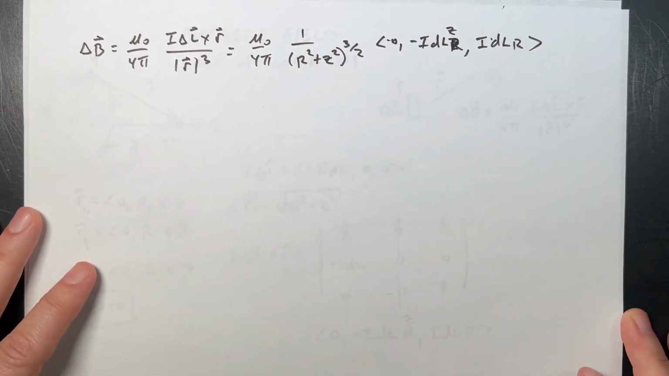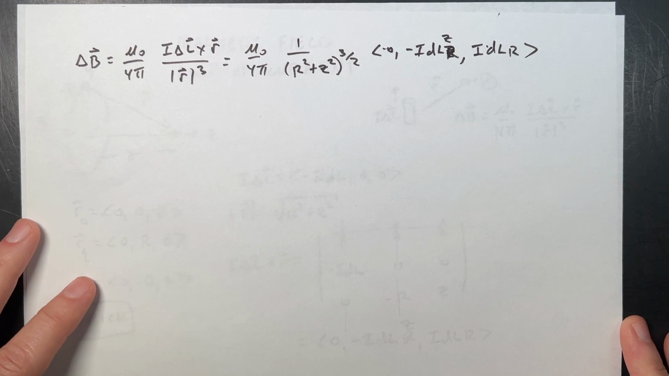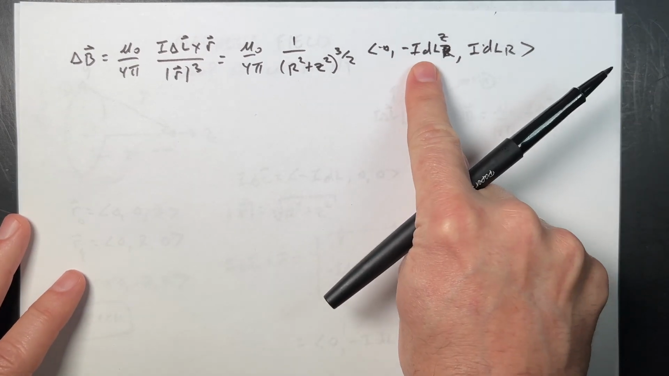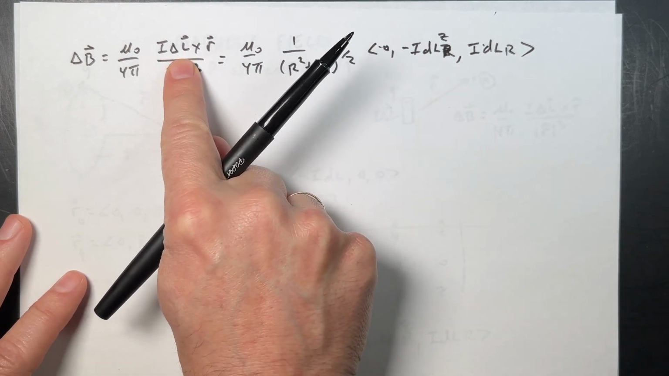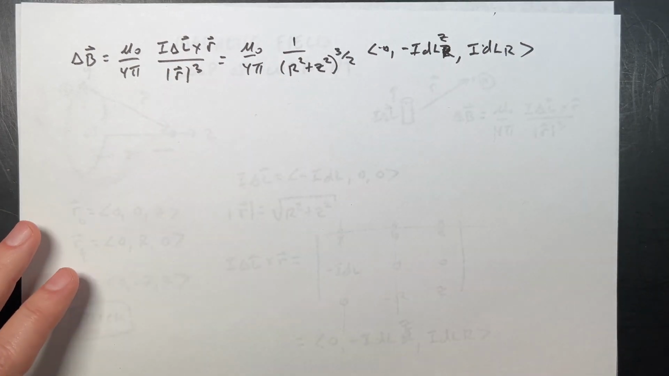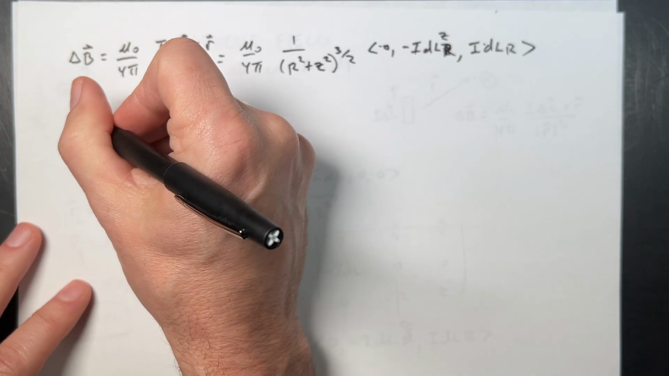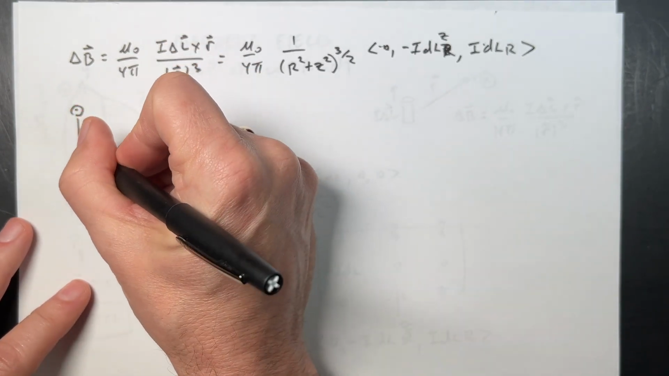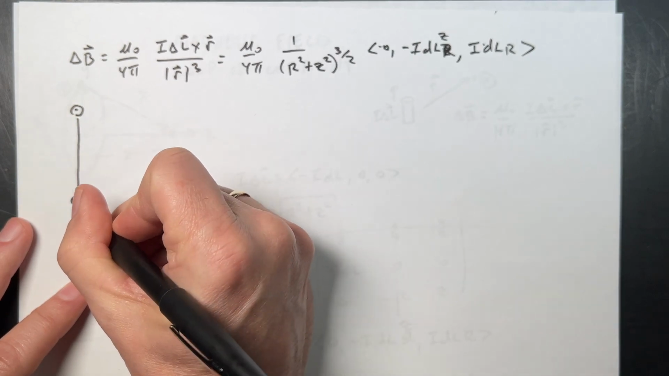Now, what do we do? Well, I don't want to integrate around the loop because this is hard to change, right? This IDL changes, and it's possible to do it. But now we're going to use that trick, right? So if I draw the loop from the side, there's my current. There's my loop. And there's my current.